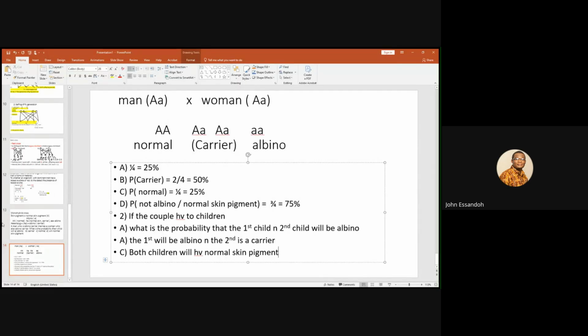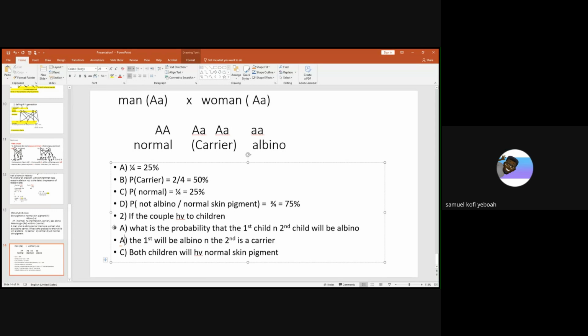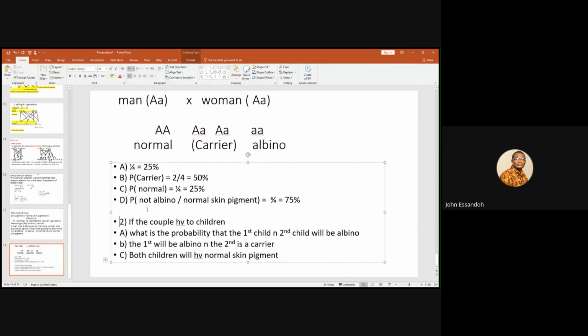All right. So for this one, you are using the same preamble, but in this case, I'm saying that they have two kids. What is the probability that the first child and second child will be albino? B: the first child will be albino, and the second child will be a carrier. And then the next one is that both children will have normal skin pigment.